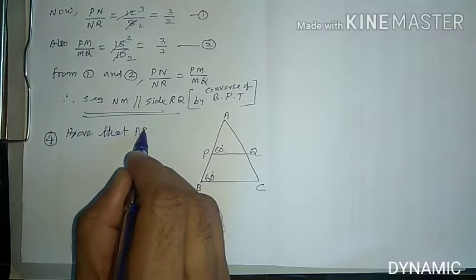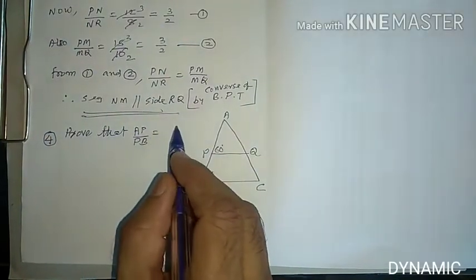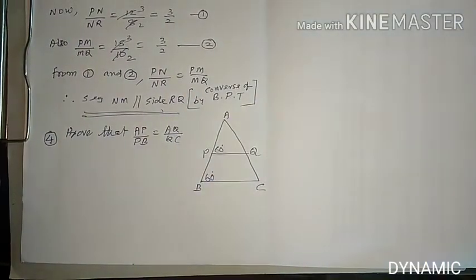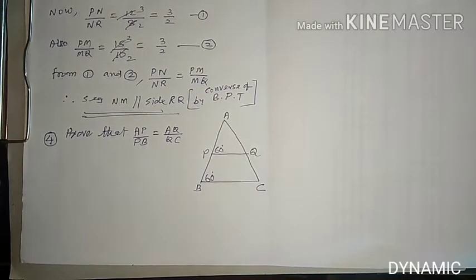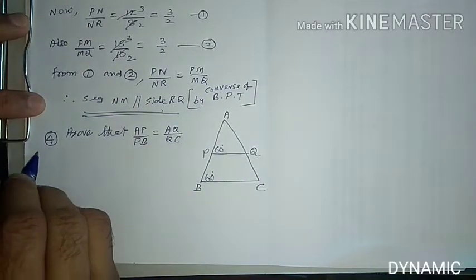AP upon PB equal to AQ upon QC. You have the textbook and the question is ready with you, so you can refer to the question exactly. Now we solve it. So, proof.